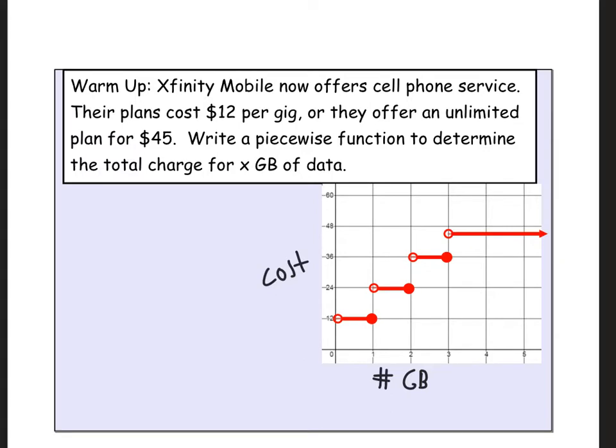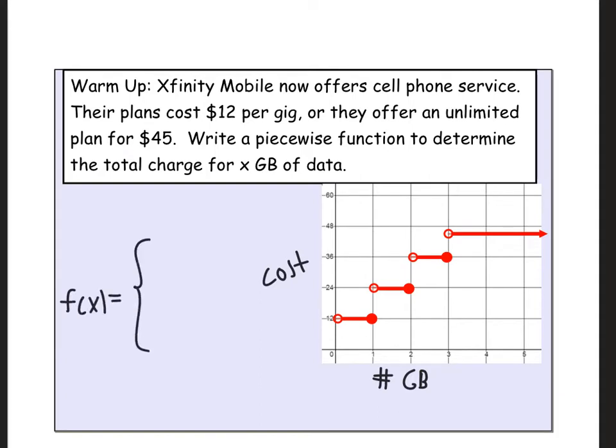So for example, if you use less than 1 gig, your cost will be $12. But as soon as you get past 1 gig, it goes up to $24. As soon as you go past 2, it goes up to $36, and once you get past 3, it's just going to be a straight $45 unlimited package. So can we write a piecewise function to determine the cost? Again, take this graph and let's turn it into a piecewise function.